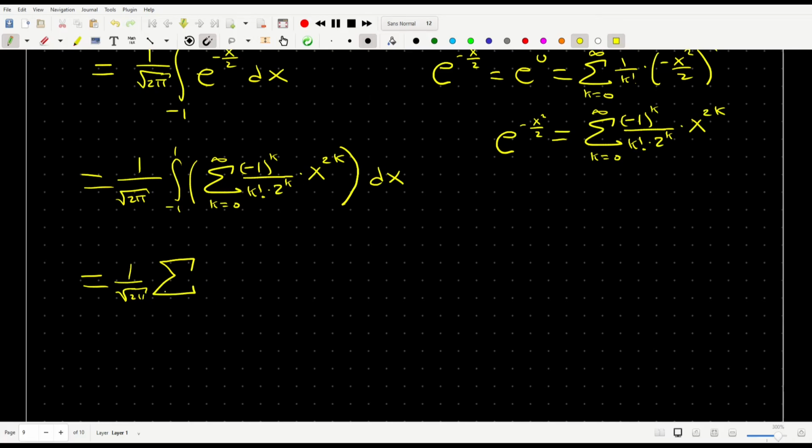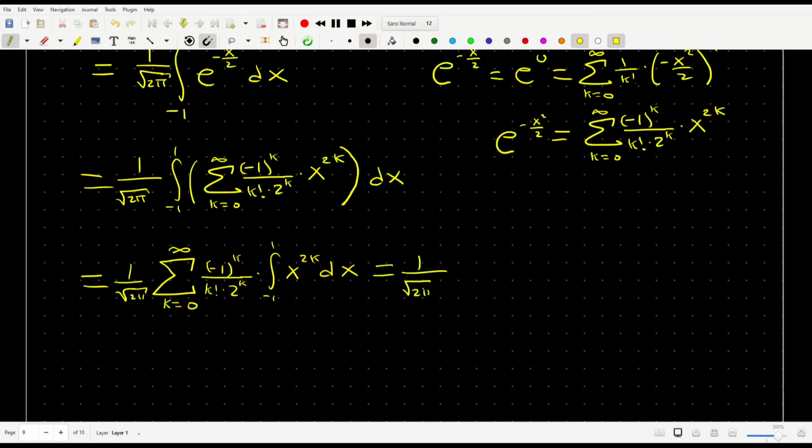This is going to be the summation from k equals 0 to infinity of (-1)^k over k factorial times 2^k, times the integral from -1 to 1 of x^(2k) dx. This integral.